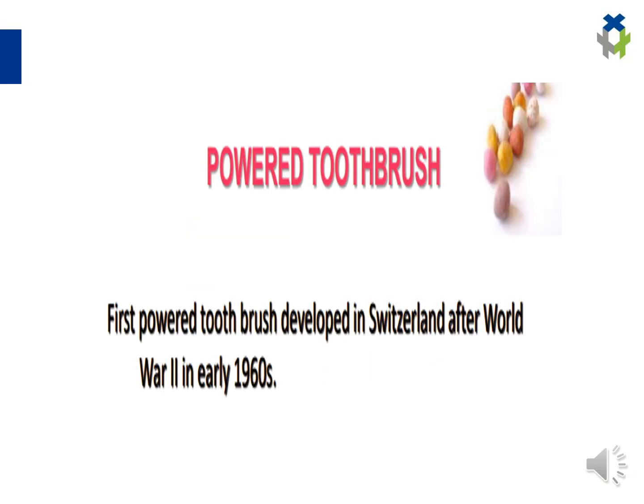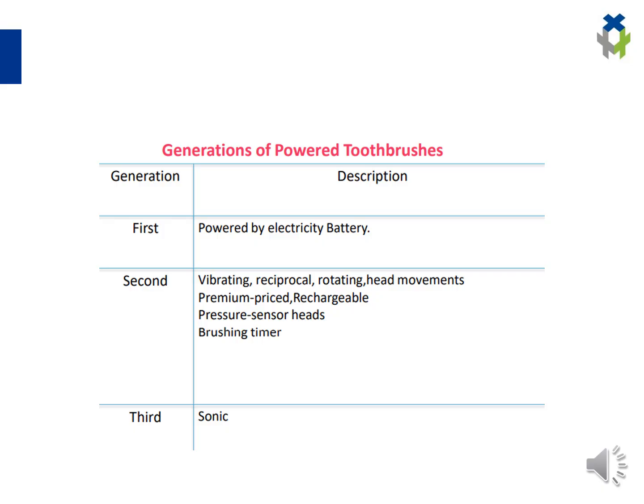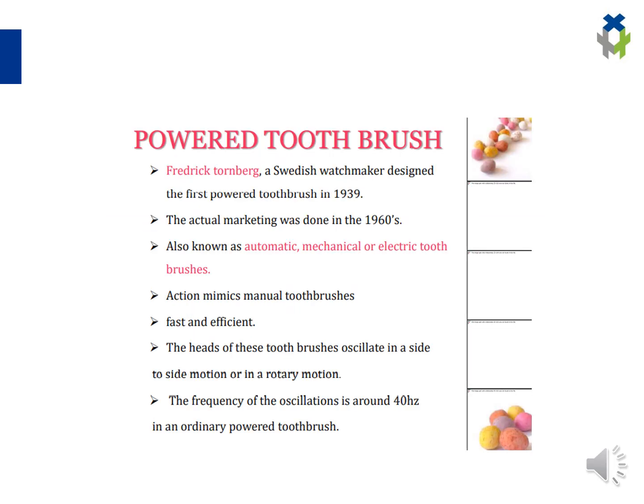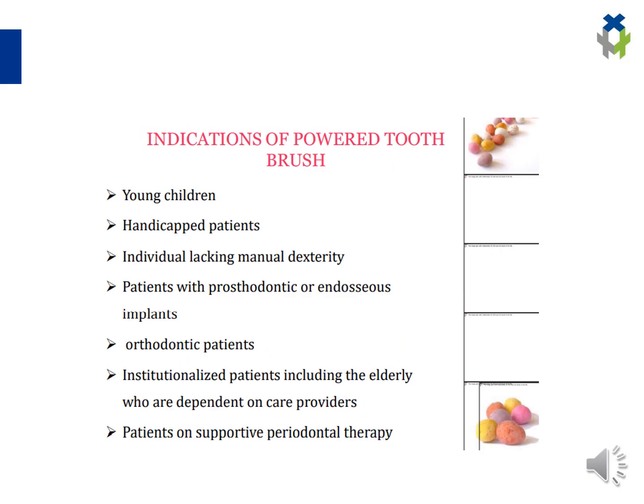Power toothbrushes were introduced in Switzerland during World War II, in the 1960s. They have 3 different generations. The first generation is powered by electricity or battery. The second generation has vibrating, reciprocal, rotating head movements, is premium priced, and is rechargeable with pressure sensor heads and a brushing timer. The third generation is sonic. Power toothbrushes mimic the manual toothbrushes. It is an automatic mechanical electric toothbrush.